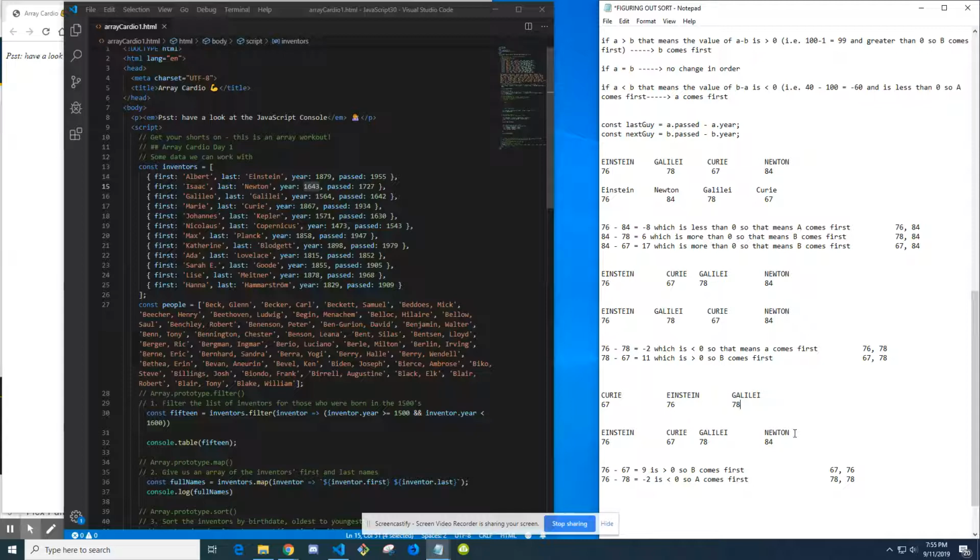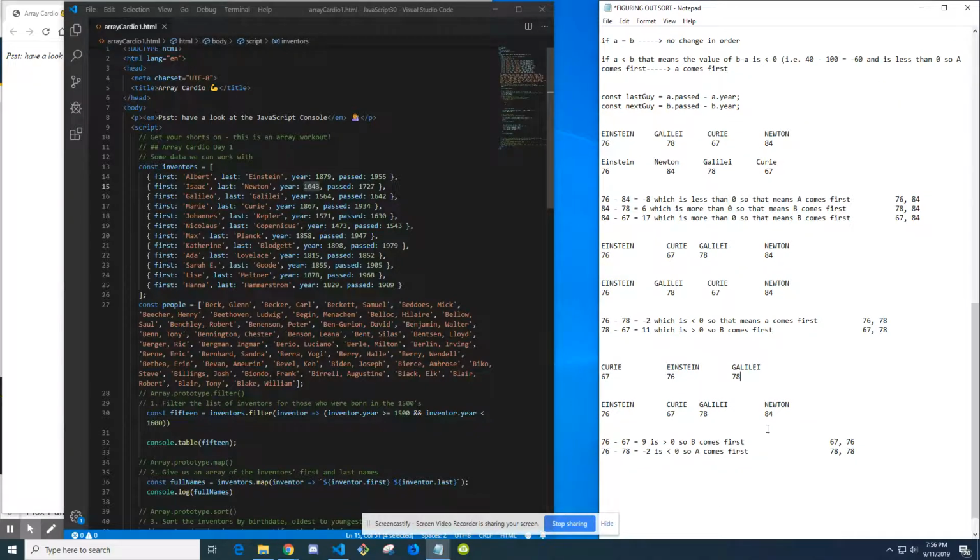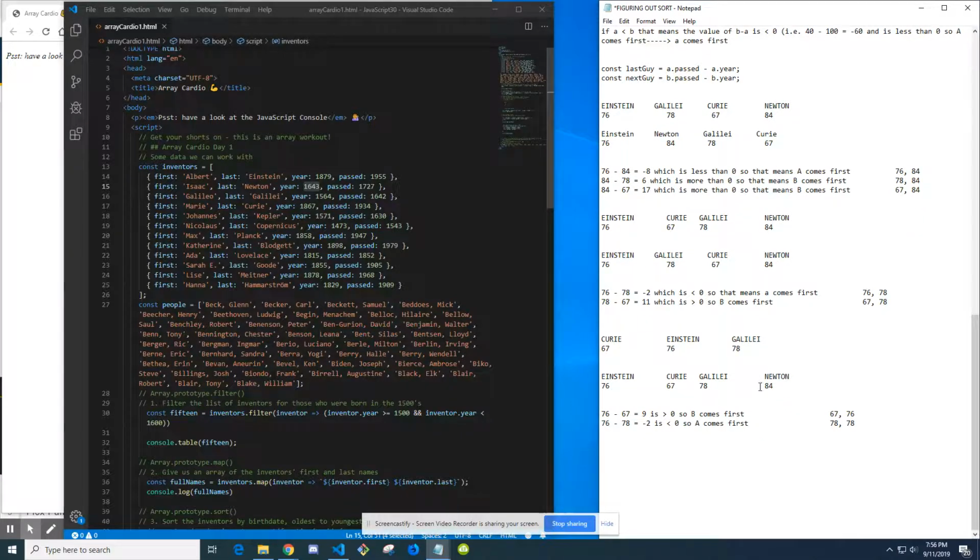Okay, and we already know that Newton's last. I might have repeated that line for another reason. No, I don't think so. I don't know. Moving on. Okay, I probably didn't need to do this. Maybe I did. I don't know. So this is where we're at right now. We already know Newton is last.